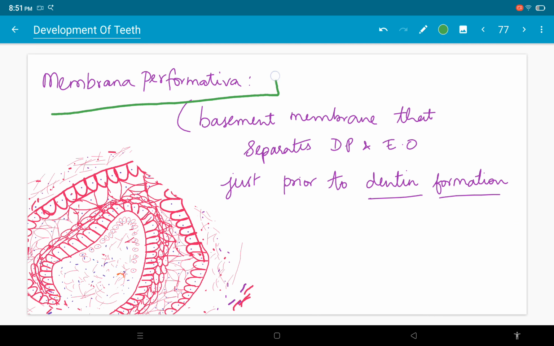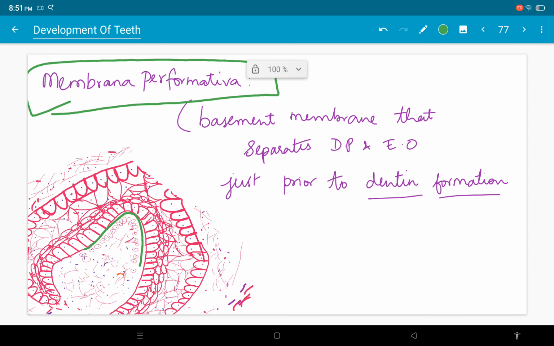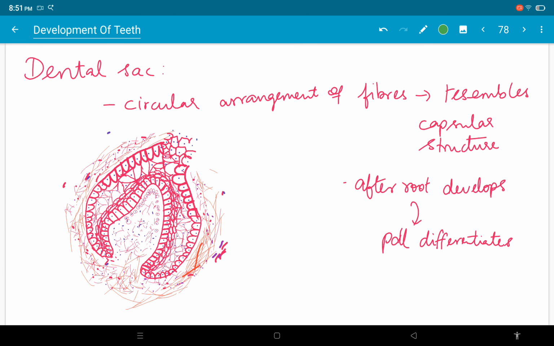So membrana preformativa is a temporary structure. It is the basement membrane that separates the dental papilla. This is the basement membrane. It separates the dental papilla and the enamel organ just prior to dentin formation. Once dentin starts, there is no membrana preformativa.